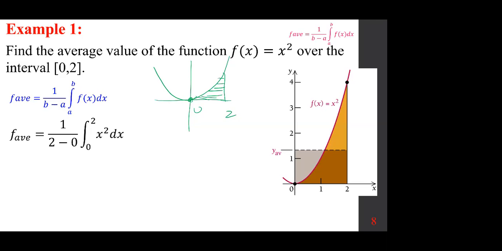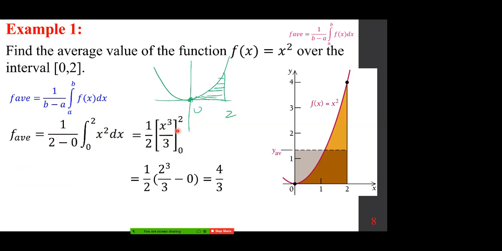So this is 1/2 times 1/3 x cubed from 0 to 2: 2 cubed over 3 minus 0, which has no bearing. 2 cubed, of course, is 8, and 8 divided by 2 is 4, so we get 4/3. So this y average is 4/3. That means, class, this distance is 4/3, and as you can see, at some point it's happening.